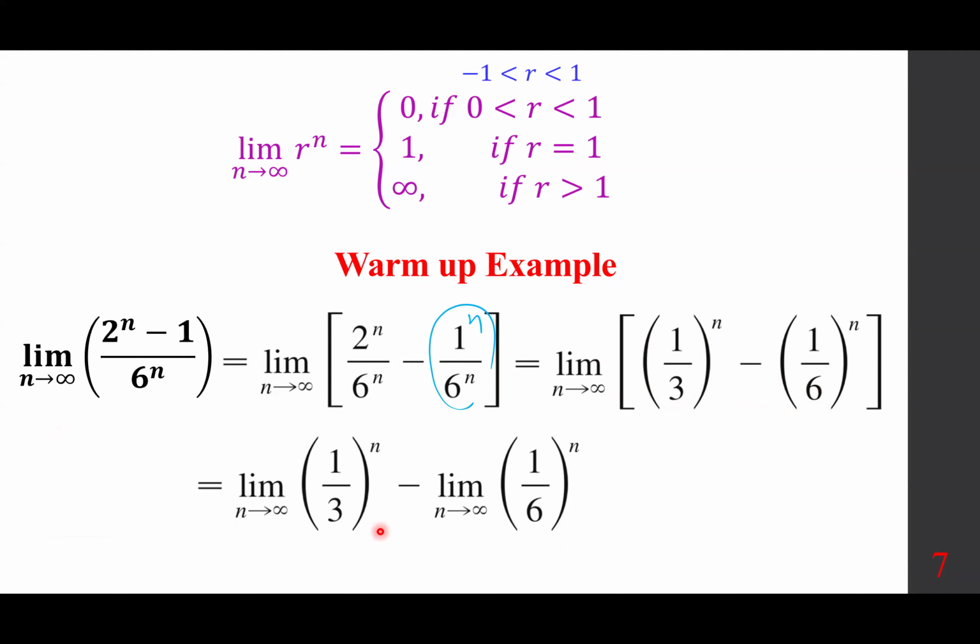What is this limit equal to? The limit of 1/3 to the power of n as n approaches infinity. What is this limit? The limit of 1/6 to the power of n as n approaches infinity. This follows from this part. This number as well as this number, both of them are between 0 and 1. So using that, we get 0 for each part. The answer is 0.